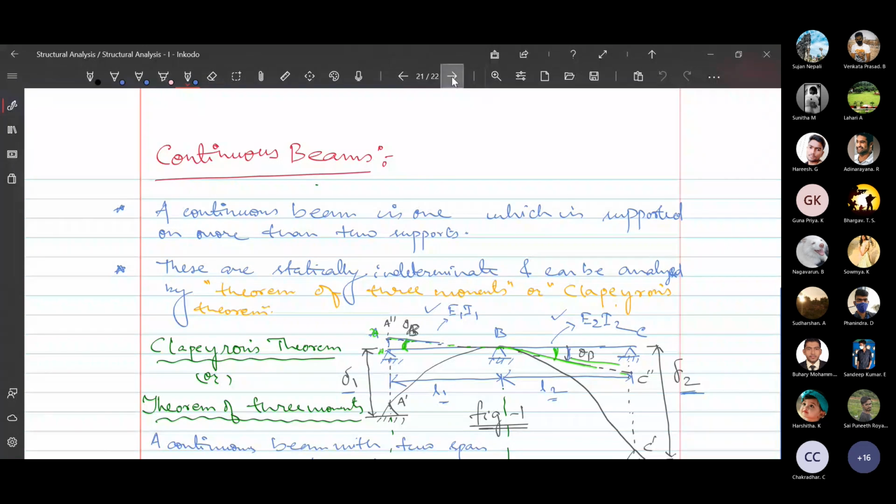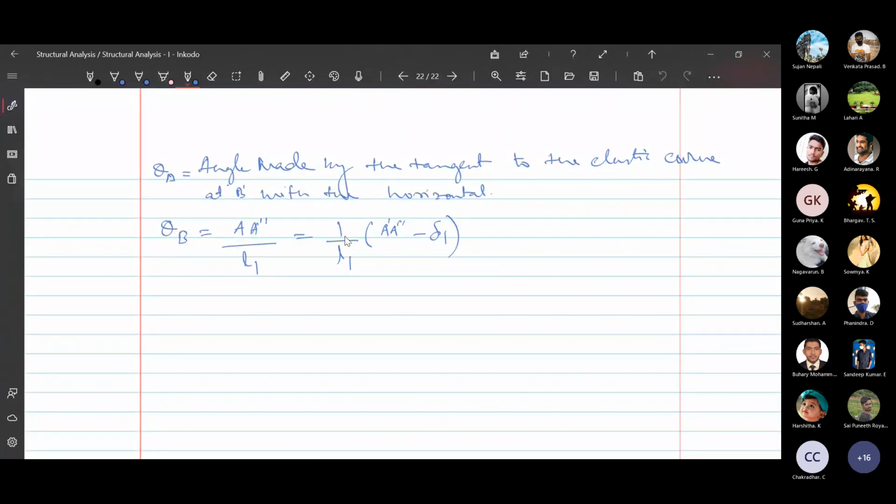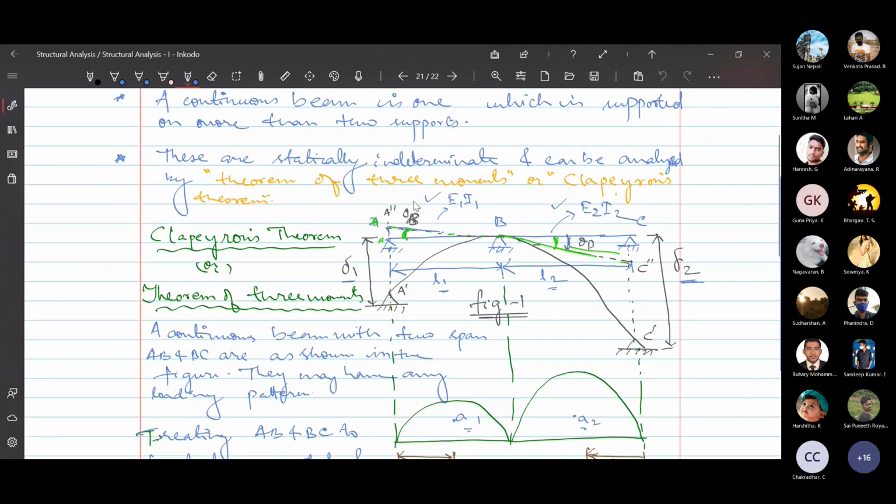So if I express in terms of this one, it will be 1 by L1 into this A double dash, that will be, see, this one, it is this one delta 1 minus A dash into A double dash. Sorry, this one, this distance. What is this distance?